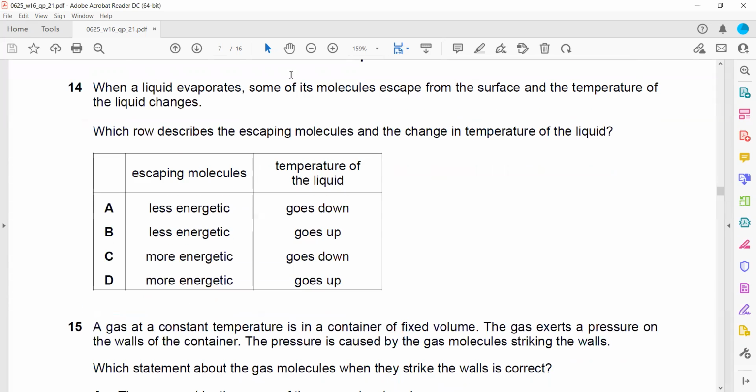When liquid evaporates, some of its molecules escape from the surface and the temperature of the liquid changes. Which row describes the escaping molecules and the change in temperature? So during evaporation, what happened? The most energetic molecules which are there at the surface gain energy and they go out. For example, these are the liquid molecules. So the most energetic, like the molecules which have the highest amount of energy, these molecules will escape.